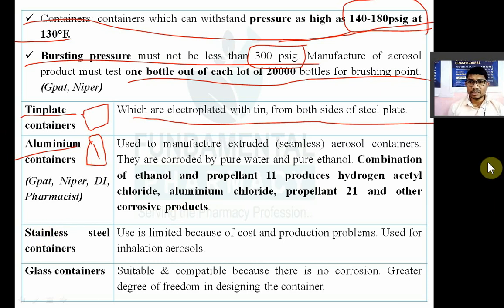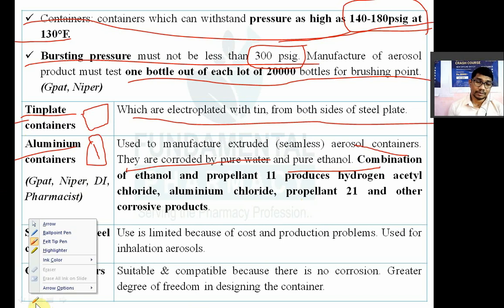Last में था glass container. Glass container also is suitable and compatible because there is no corrosion of the glass and greater degree of freedom in the designing of shape of aerosol. तो ये containers, remember, must withstand the high pressure, that is 140 to 180 psig at 130. क्वेश्चन इसके ऊपर आ चुका है. आर यू गेटिंग और नॉट? समझ रहा है आपको?